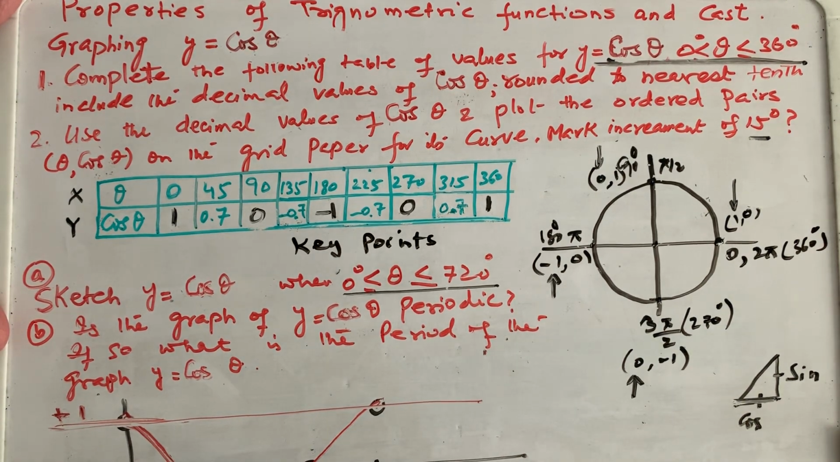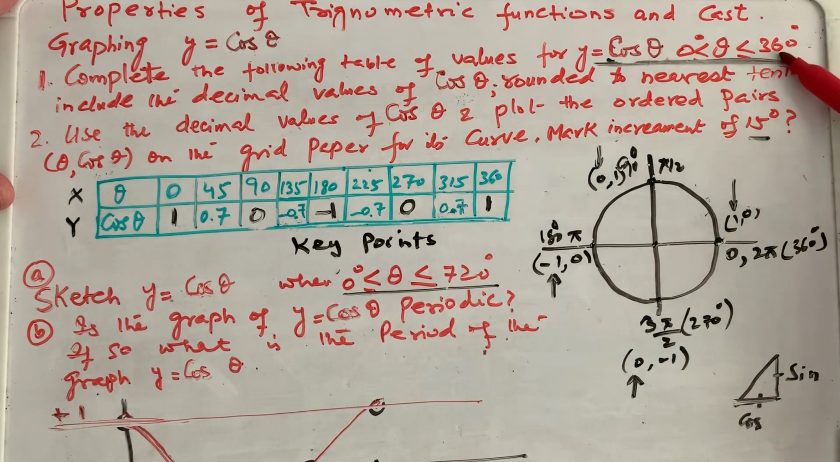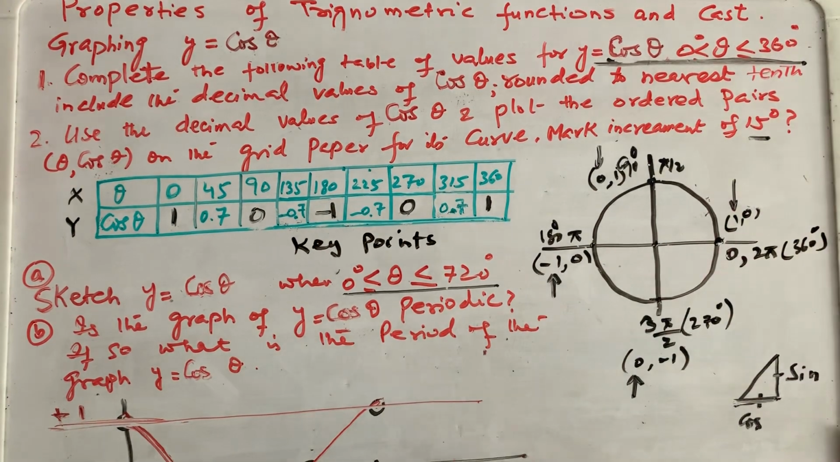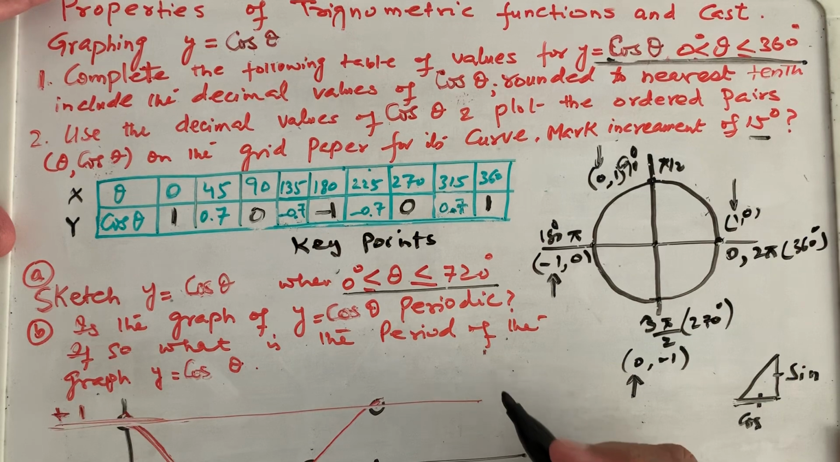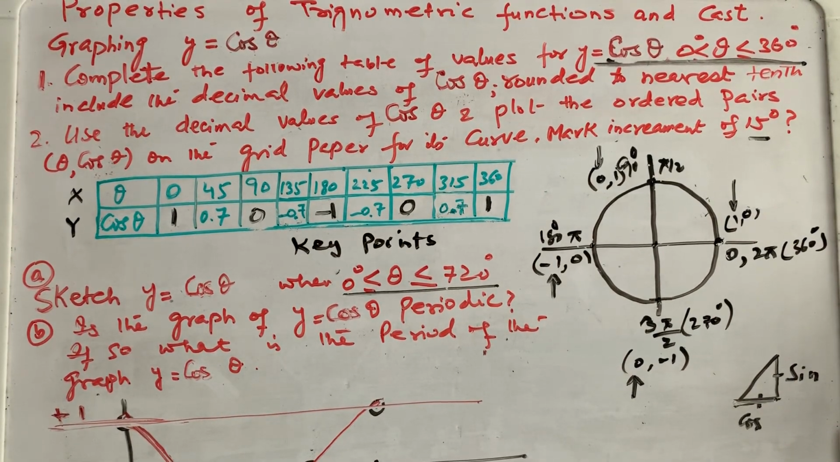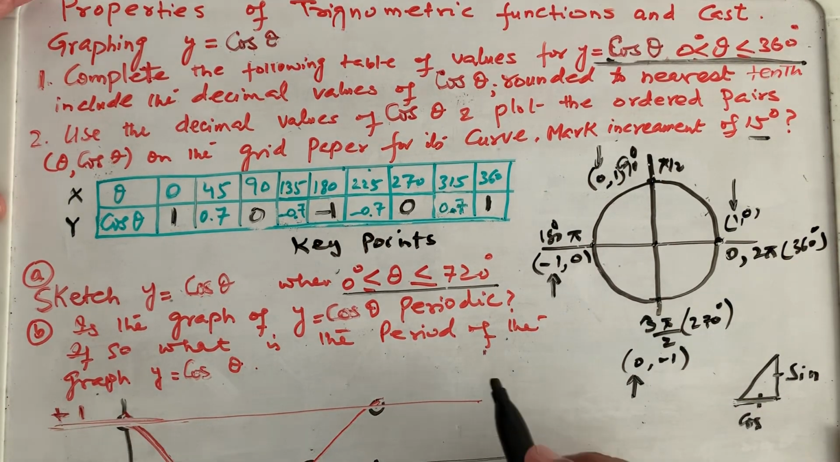So the minimum value occurs at 180. For the cos curve, the minimum value occurs at 180. Now, if my theta range changes from 0 to 720, which is exactly double of 360, we have to repeat this cycle for the next interval. After 360, if it is revolving, which way will it be revolving? Minus 90. Sketch the graph for minus 360.